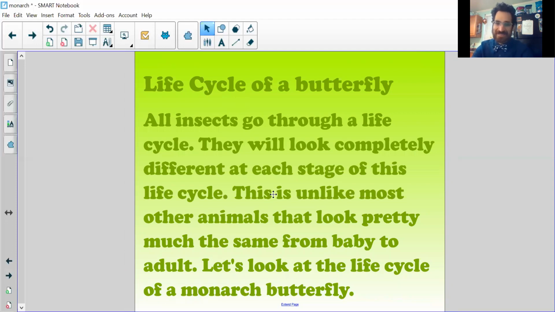regular animals look pretty much the same from a baby to an adult. So if you think about a baby human, it kind of pretty much looks like a human adult. Just like a kitten looks like a big cat, and a puppy looks like a big or grown-up dog. They all look the same. However, for insects, it's going to be quite different. So we're going to look at the life cycle for a monarch butterfly.